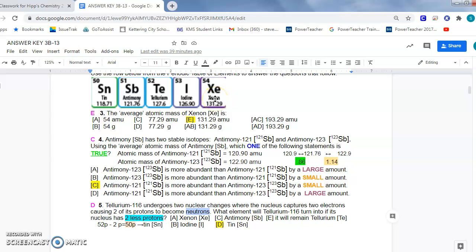Now, this is not a chemical reaction. Chemical reactions involve changes in electrons. Here, we're having protons change into neutrons. That's a nuclear reaction. So when one atom undergoes a nuclear reaction, it'll end up changing into another atom. In this case, tellurium loses 2 protons. It starts with 52. It ends with 50.